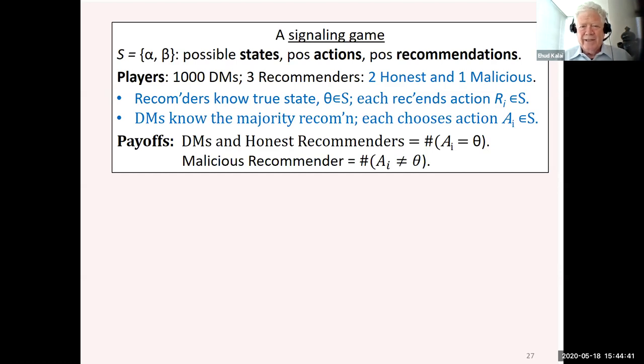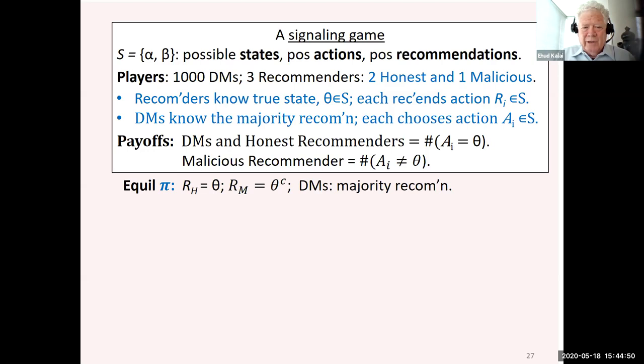Okay, so that's very quickly a two-state signaling game with two types of recommenders. And in the equilibrium, the honest recommenders tell the truth, the malicious recommender lies, and the decision makers follow the majority recommendation. But I'm saying that the index of defection here is only one. Why is the index of defection only one? Because if one of the honest recommenders, for some reason, is bribed or confused, he says the wrong thing, and now the majority recommendation is the wrong theta. Under these conditions, the decision makers would not want to follow the majority. So this equilibrium can be destroyed by a defection of one player, in this case an honest recommender. Okay, so it's not very sustainable.